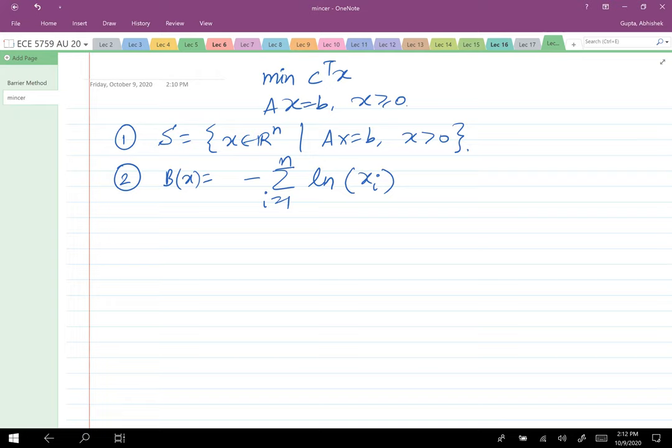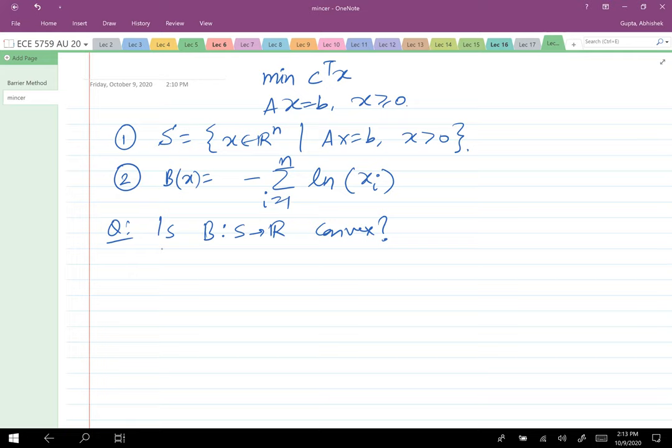So is B of X convex? The question is, is B from S to R convex? Yes. Why?